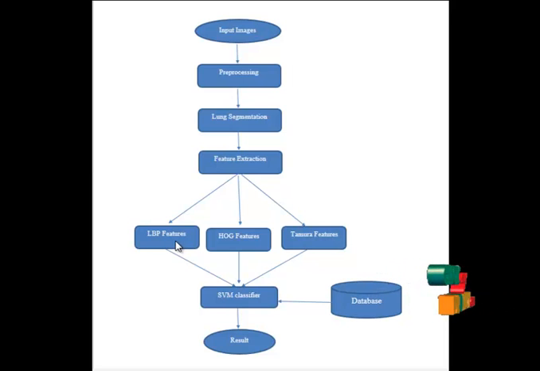LBP stands for local binary pattern. It is a type of feature used for classification in computer vision. LBP is a particular case of the texture spectrum model proposed earlier. The binary pattern will be created. After this, the histogram feature is taken from the binary pattern images. After this, we go for the HOG feature. It stands for histogram of gradients.